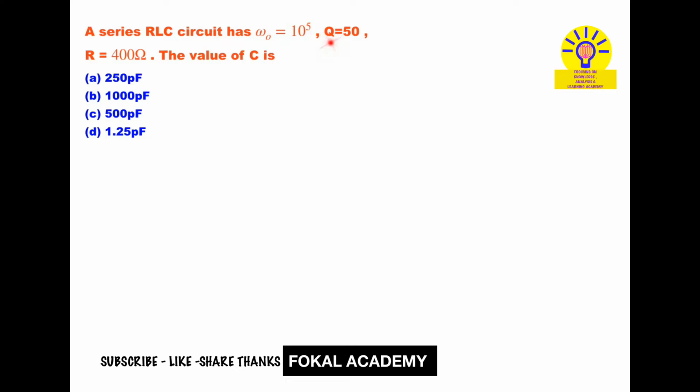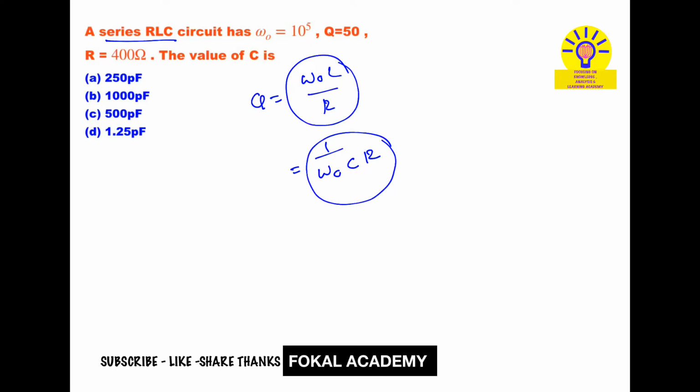If you know the quality factor formula, the relation between resistor, capacitor and resonant frequency, then we can easily calculate the capacitance. The quality factor for the series RLC circuit is Q is equal to omega naught L by R or 1 by omega naught CR. This one is in terms of inductor and this one is in terms of capacitance, for calculating the quality factor. Here we know that quality factor is given, resonant frequency is given and resistance is given.